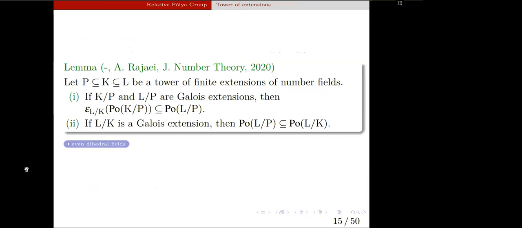I will need this lemma for studying the Pólya group in odd dihedral fields, so I want to talk about this lemma. This lemma relates the relative Pólya groups for a tower of finite extensions of number fields, and in particular, in part 2, if L over Q is a Galois extension, then the relative Pólya group of L over P would be a subset of the relative Pólya group of L over K. You see that the sufficient condition is that L over Q is Galois, and there is no condition on the extensions K over P or L over P.